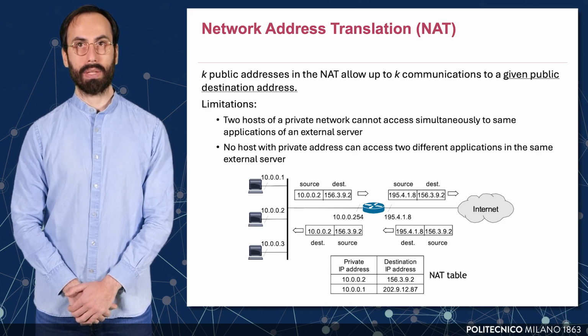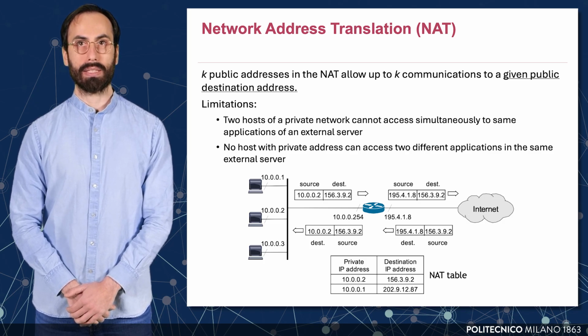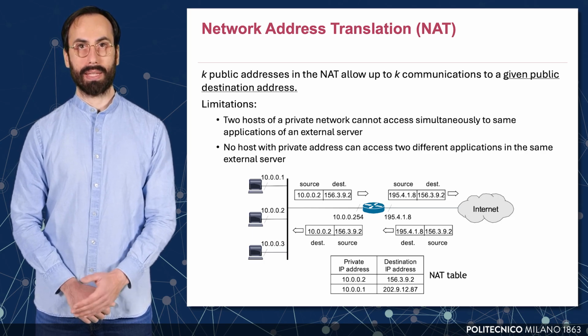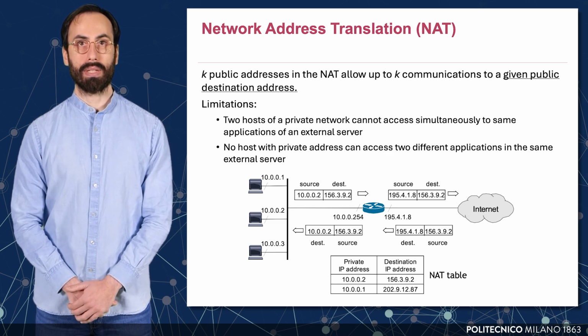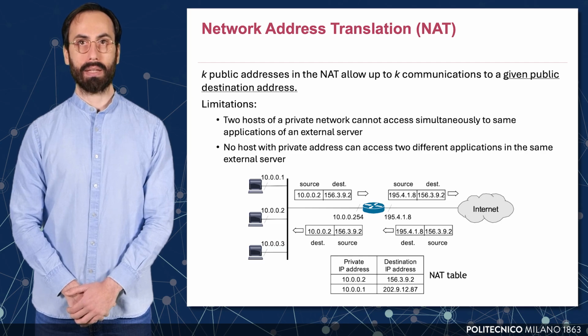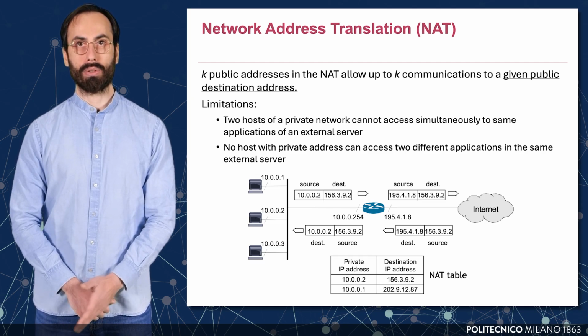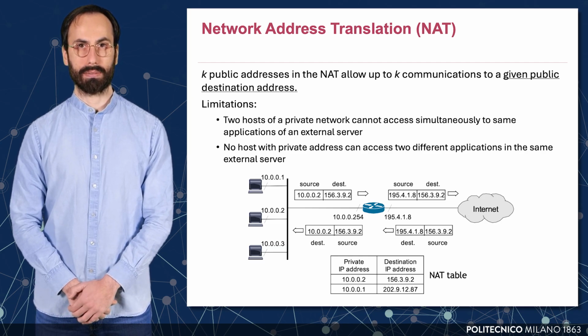With NAT, the number of simultaneous communications to the same external destination is limited by the number of available public IP addresses. Specifically, if there are k public addresses, then up to k concurrent flows can be maintained to the same destination IP. This is because NAT must maintain unique mappings between private internal hosts and public-facing identifiers. However, NAT introduces a few important limitations.